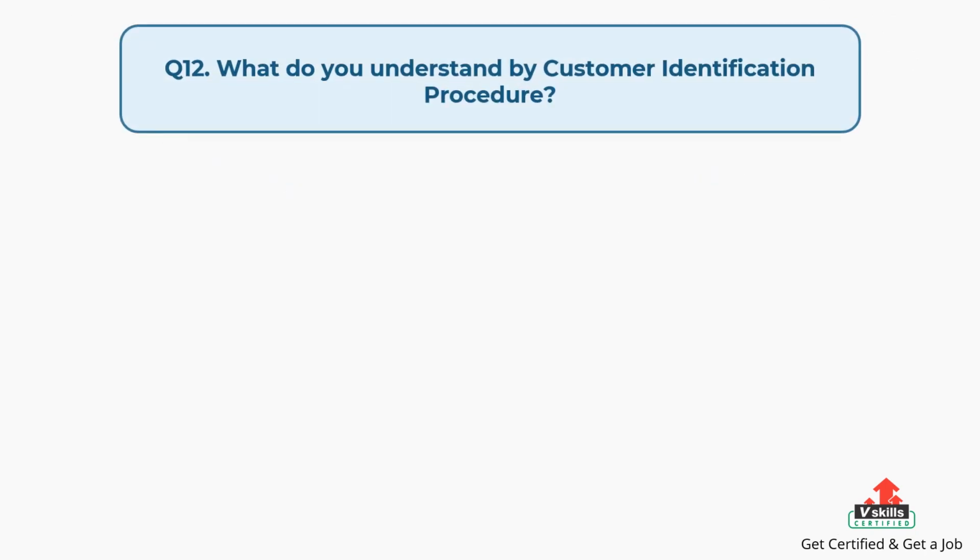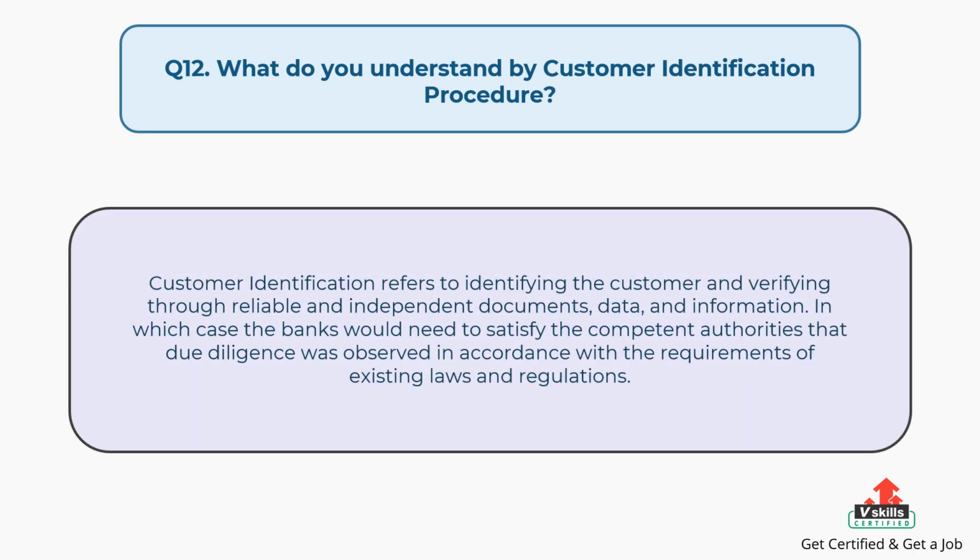Question number 12. What do you understand by customer identification procedure? The answer is, customer identification refers to identifying the customer and verifying through reliable and independent documents, data, and information. In which case the banks would need to satisfy the competent authorities that due diligence was observed in accordance with the requirements of existing laws and regulations.